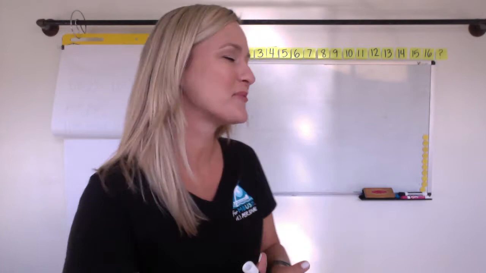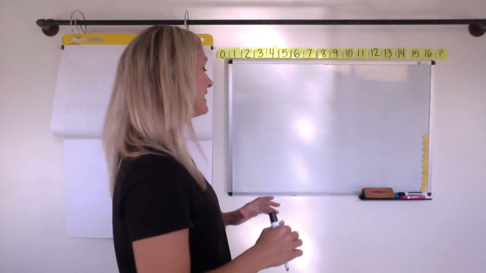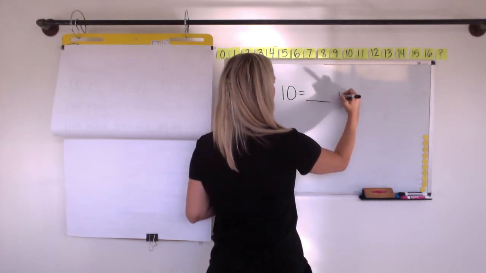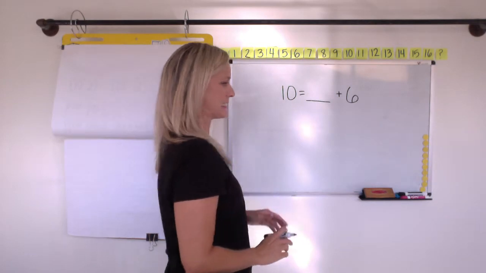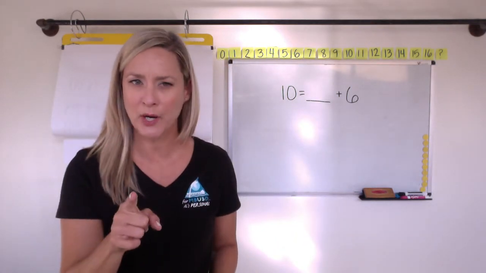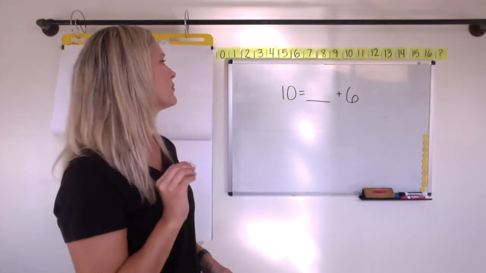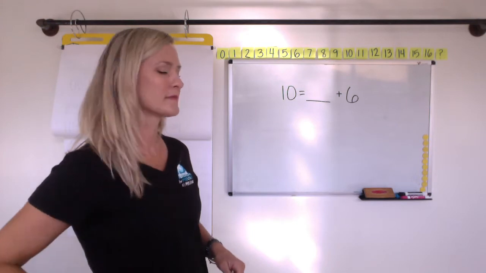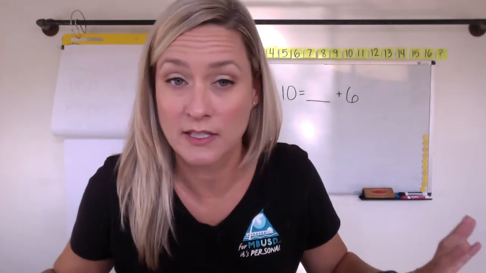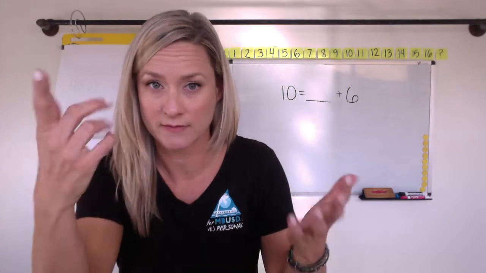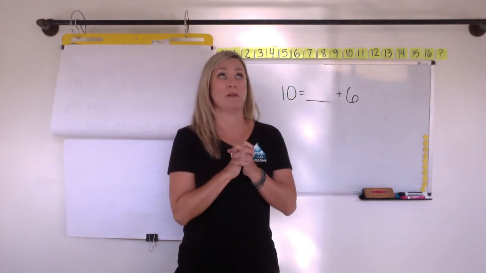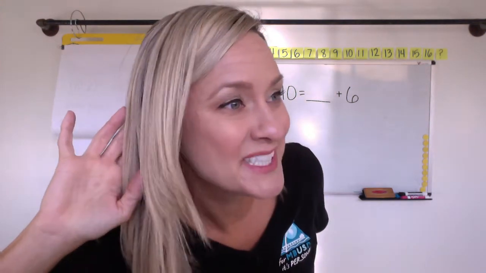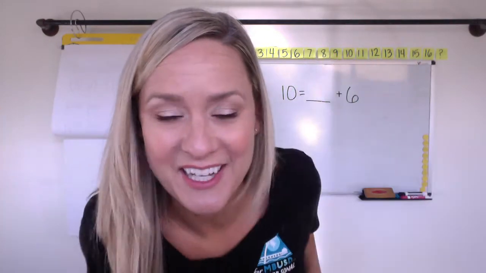All right, so the first one is going to be 10 equals blank plus 6. All right, so I want everyone to hit pause, and I want you to figure that one out. 10 equals blank plus 6. All right, did you unpause? Do you know the answer? Did you use your fingers? I did. Okay, so on the count of 3, I want to hear the answer. Ready? 1, 2, 3. Tell me. 4, 4, 4. Okay, let's find out.